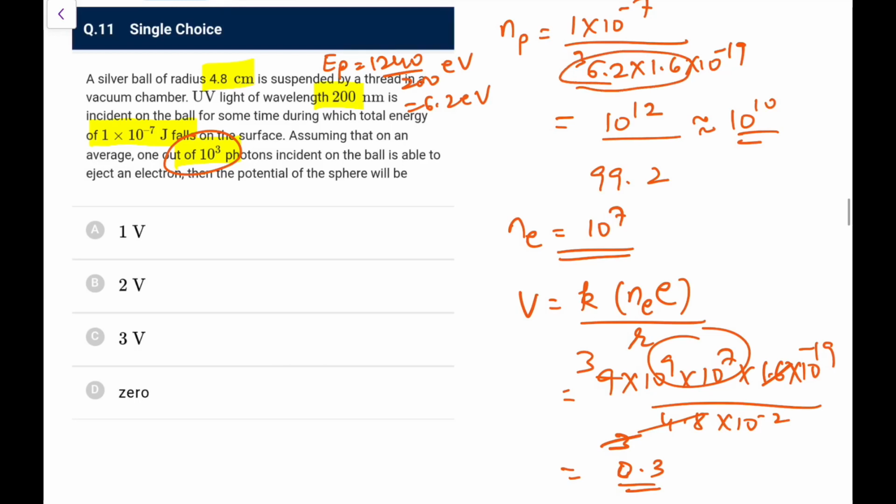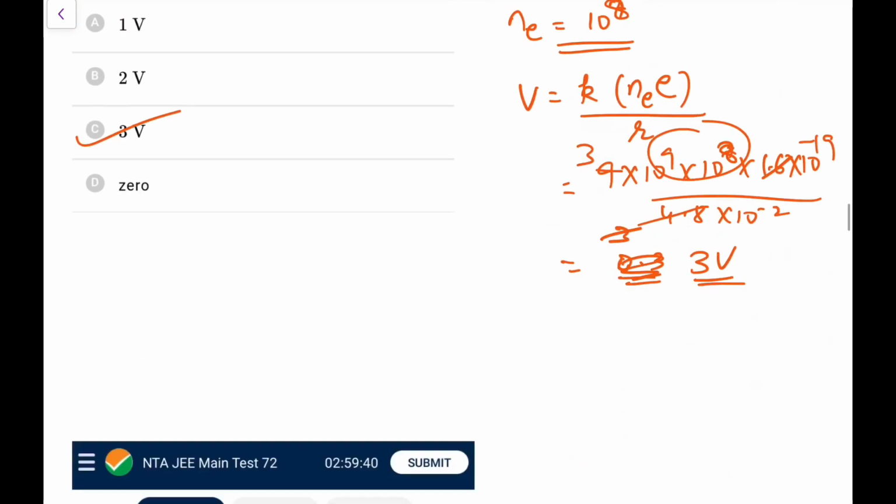Okay, let me check. Okay, here I have made this mistake. This is 9.92, so this should be 10 to the power 11. So this is 10 to the power 8. So now our problem is solved. It would be 3 volt. So the digit was helping us, but yeah, we should have done it more properly.